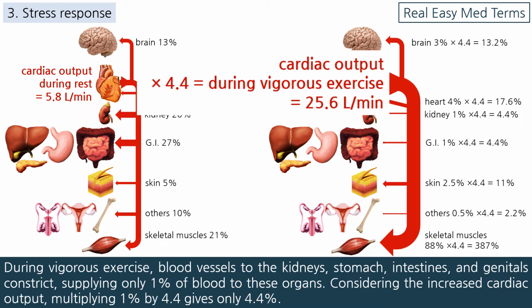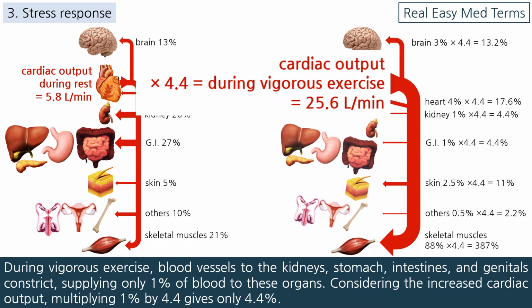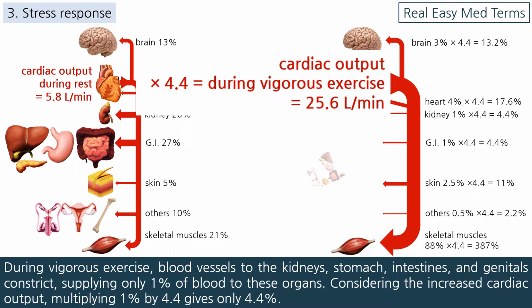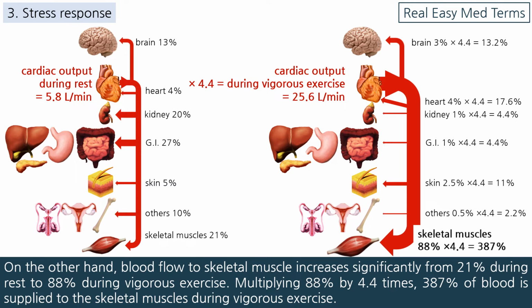During vigorous exercise, blood vessels to the kidneys, stomach, intestines, and genitals constrict, supplying only 1% of blood to these organs. Considering the increased cardiac output, multiplying 1% by 4.4 gives only 4.4%. On the other hand, blood flow to skeletal muscle increases significantly from 21% during rest to 88% during vigorous exercise. Multiplying 88% by 4.4 times, 387% of blood is supplied to the skeletal muscles during vigorous exercise.